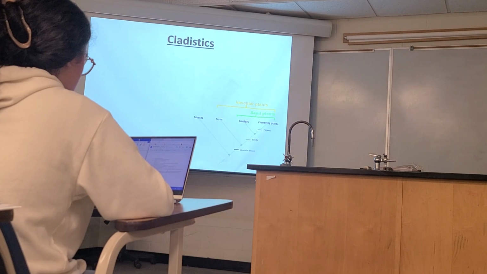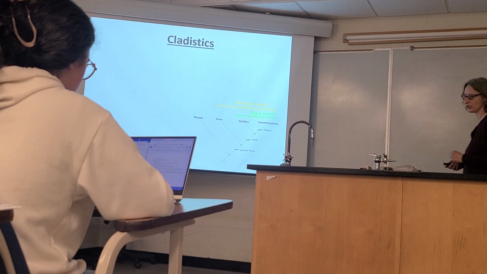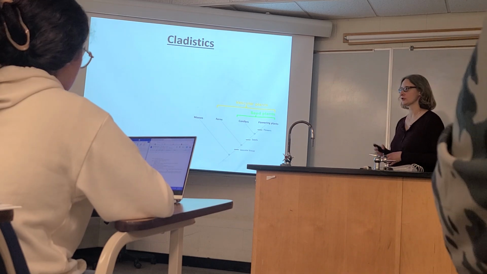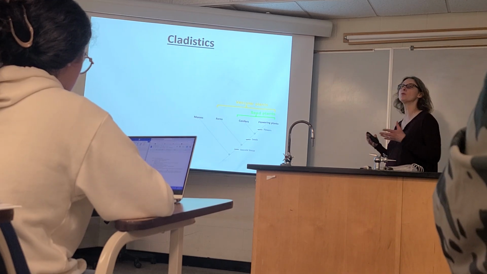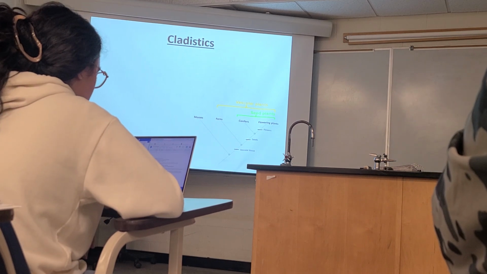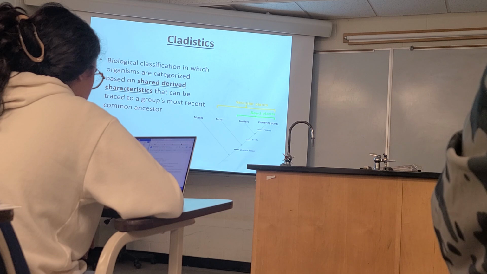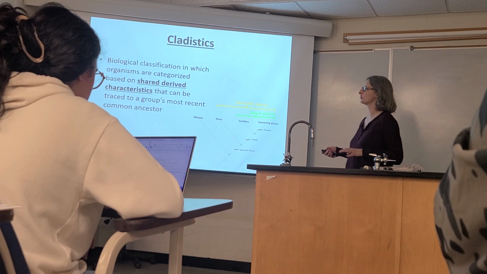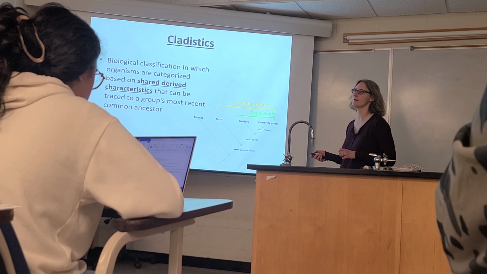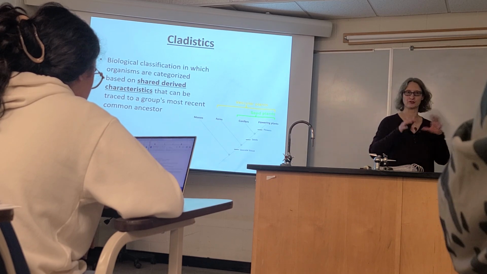Okay, so we're going to talk about a special type of phylogenetic tree that's referred to as a cladogram. Okay? So cladistics is one way of making phylogenetic trees, one way of determining or making hypotheses for phylogenies. The way that it specifically does this is it uses something called shared derived characteristics, right? That can be traced back to a group's most recent common ancestor. That's what they base the whole tree on.